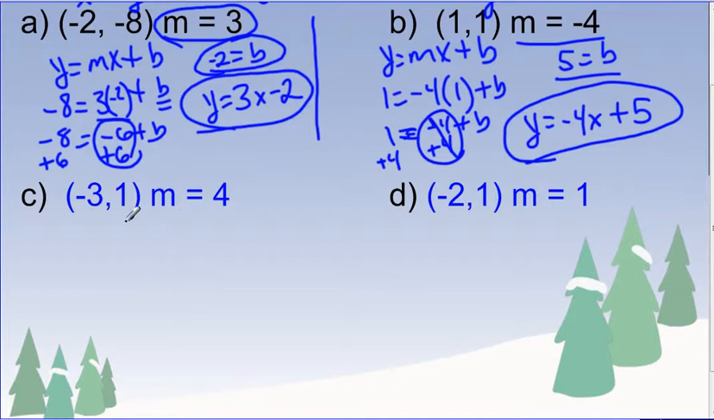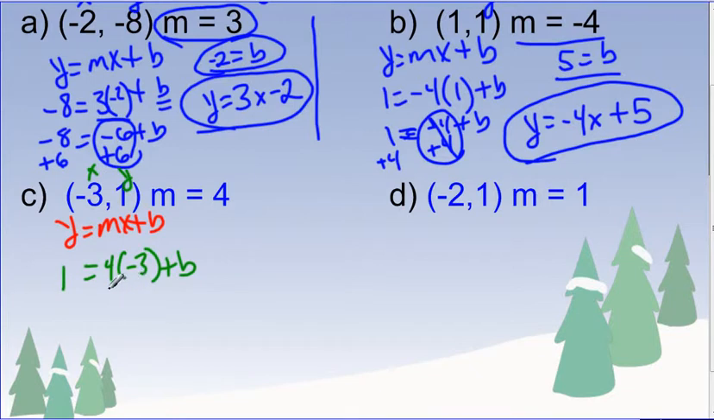Okay, so let's see here, letter C. So we are going to y = mx + b. I don't like that red. I'll do it in green. So you got x, y. So I have 1, which is my y value, equals 4, which is my m, negative 3, which is my x, and b. Okay.